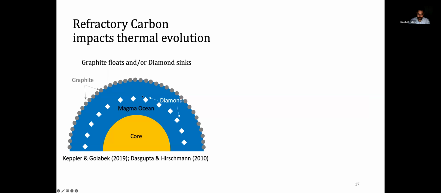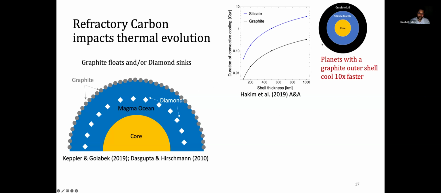So both options are possible simultaneously as well, or one can happen at a time, depending on equilibrium, pressure, and temperature conditions for whatever planet you might think of. But especially for larger ones, forming diamond is very likely. But for the case I discussed, I tried to calculate for planets with a graphite outer shell, and this would be true for smaller planets. And what I tried to compute here, as a function of the thickness of the graphite lid or silicate lid, is the duration of convective cooling.